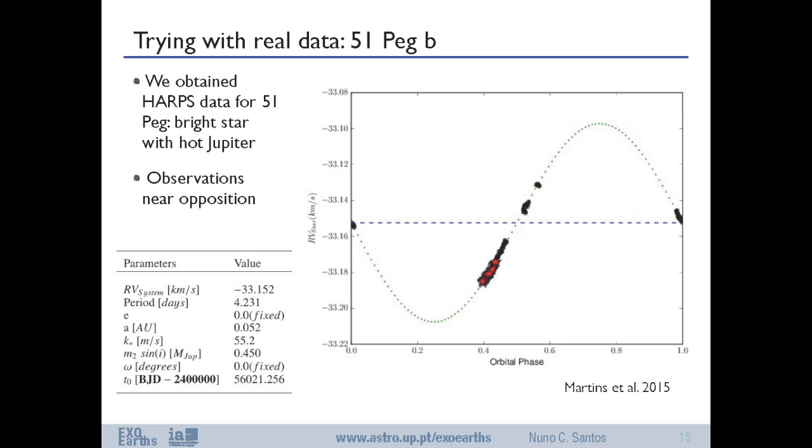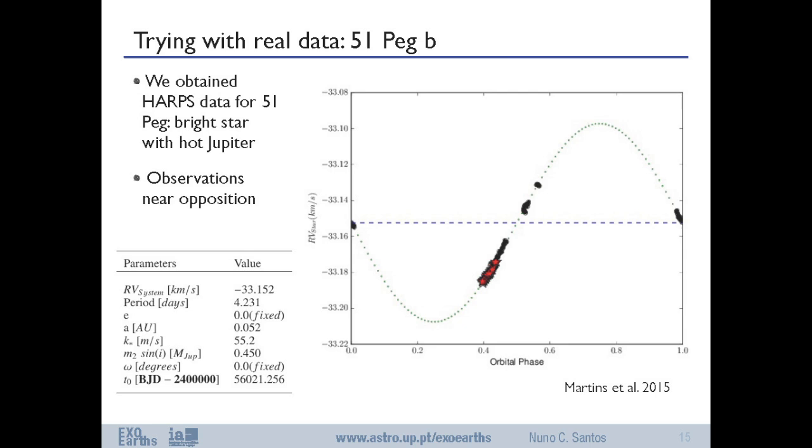51 Peg b was the first planet discovered 20 years ago, and it has many advantages because it's a very bright star, I think 5.5 magnitude, and the planet is a hot Jupiter, so it's one of the most favorable cases to detect. So we decided to ask for ESO time. We got the time. This plot shows the radial velocity of the star, not of the planet, as a function of orbital phase. The points are our measurements.